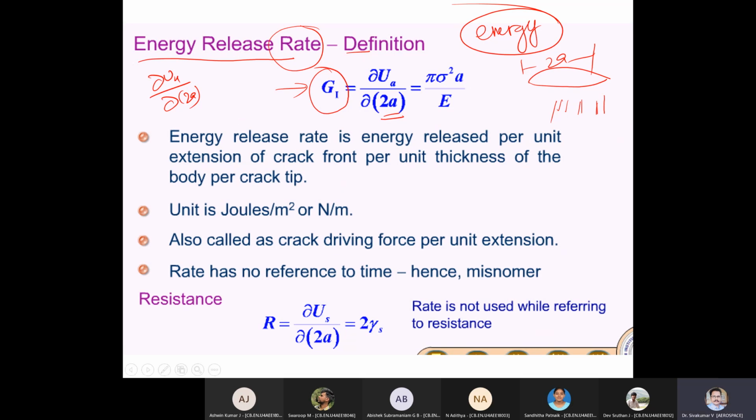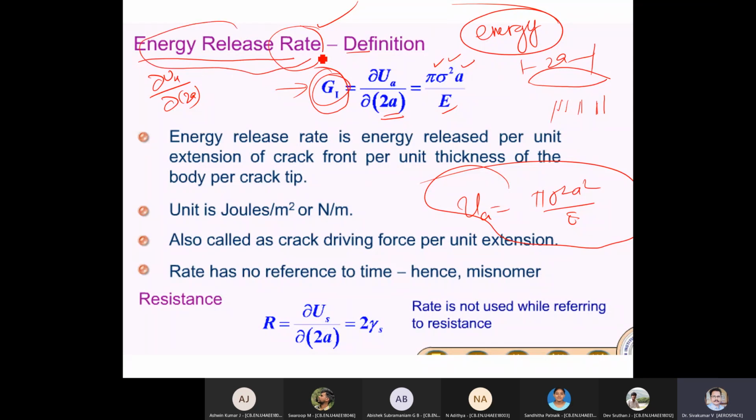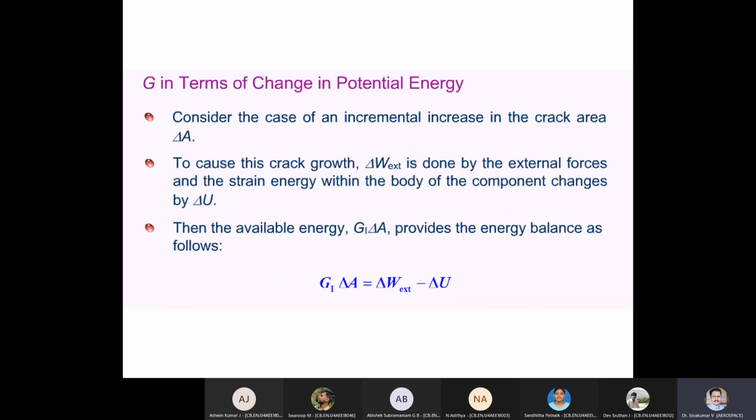So once you do that, you will get pi sigma square A by E. Earlier what we have got, pi sigma square A by E, that is UA, energy. Now the energy release rate, we are dividing by 2A. We are actually partially differentiating. Once you partially differentiate, that will fetch you the energy release rate G1, that is dou UA by dou of pi sigma square A by E.